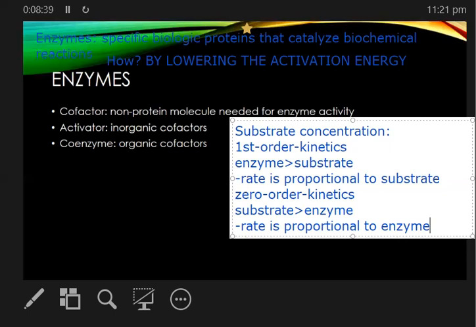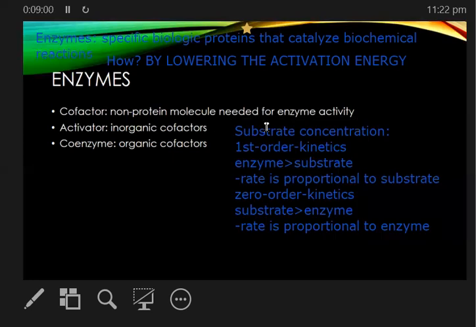So please just remember what the limiting factor is, because that will be the one to determine the rate of your enzymatic reaction. Okay? Another factor would be the presence of your cofactors.